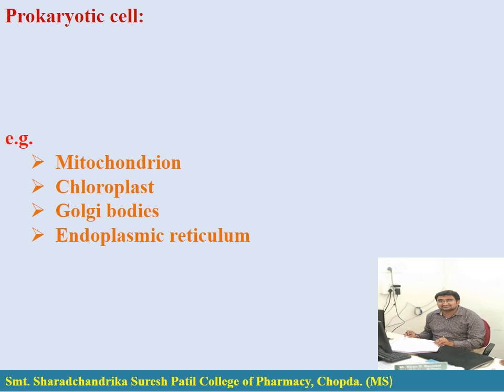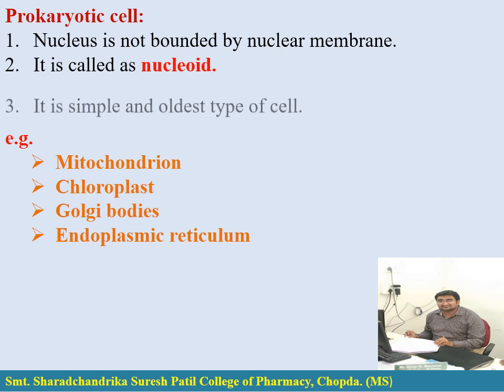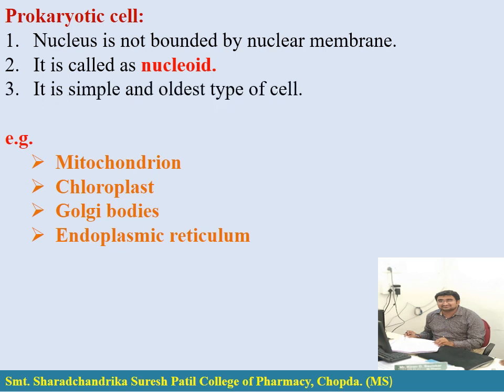So what are the basic properties of the prokaryotic type of cell? The first one: the nucleus is not bounded by a nuclear membrane. Second, prokaryotic cells contain a simple genetic material called a nucleoid. Third, the prokaryotic cell is the first developed cell. It is a very simple and the oldest type of cell.